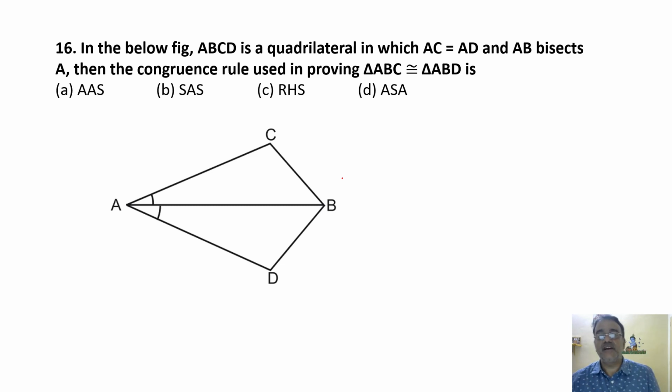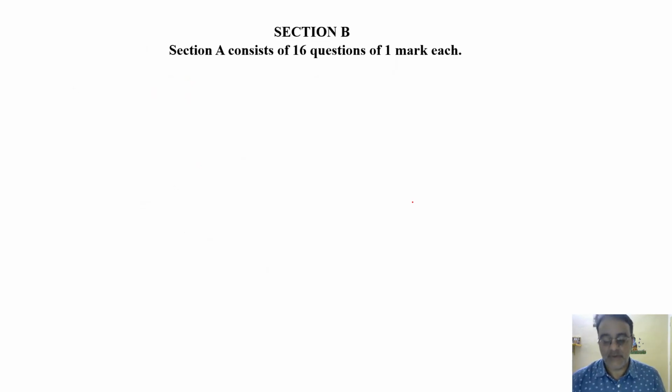In the below figure, ABCD is a quadrilateral in which AC is equal to AD and AB bisects angle A. So if these two angles are equal, then the congruence rule used in proving these two triangles congruent is, see, this is a common side. So these two triangles are congruent by which criteria? SAS. So the correct option is B. Now this is the last question of section A. Now we are moving toward section B, first question, 17th one.